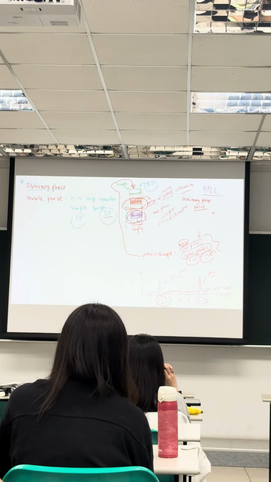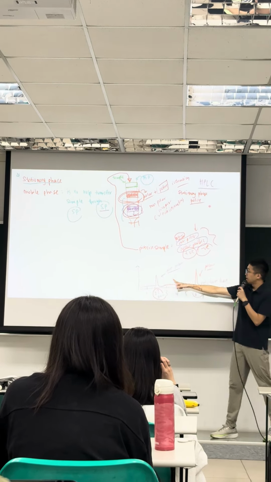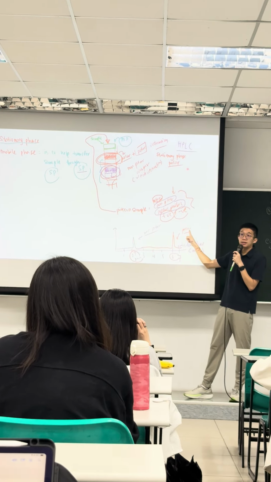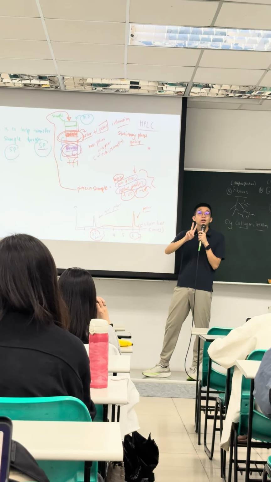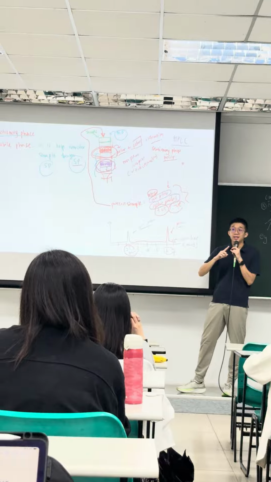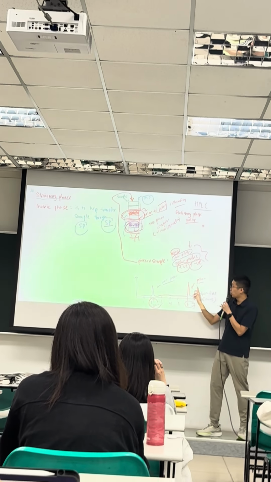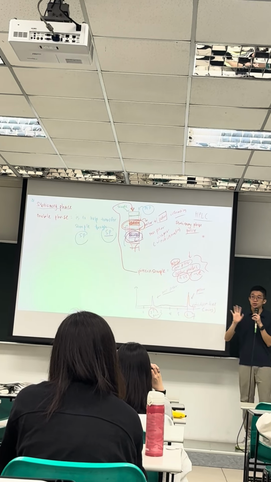After you have mentioned that this is non-polar or this is polar, the second part is to justify your answer. Why? Justify why polar, why non-polar. That's all.